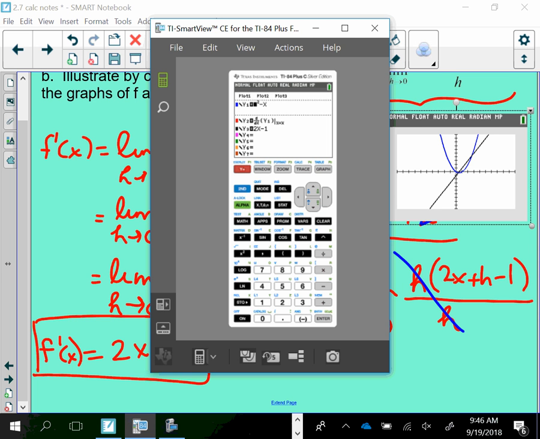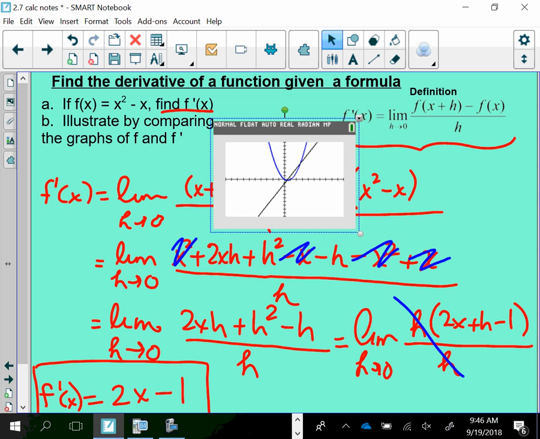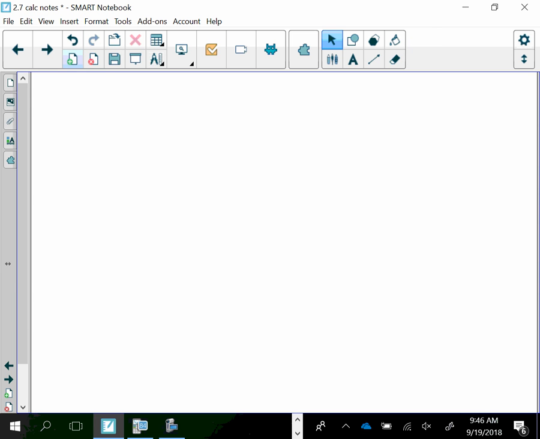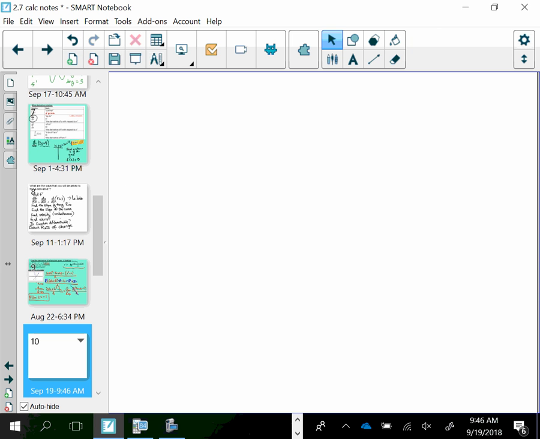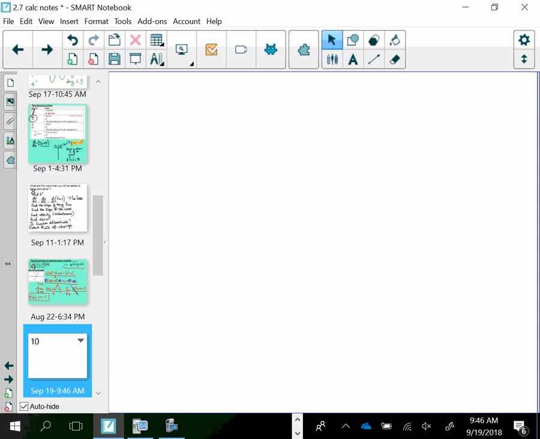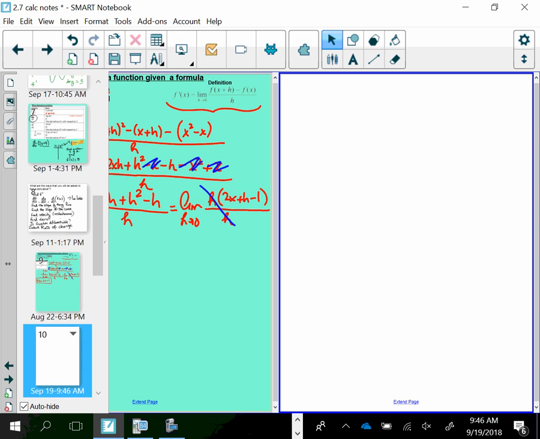X squared minus x. I'm doing this one right here. And then f prime of x is right there. And that's what you should get. Okay. Now, please note, let's take a look at this graph. I'm going to look at it real quick here. Double page here. All right.